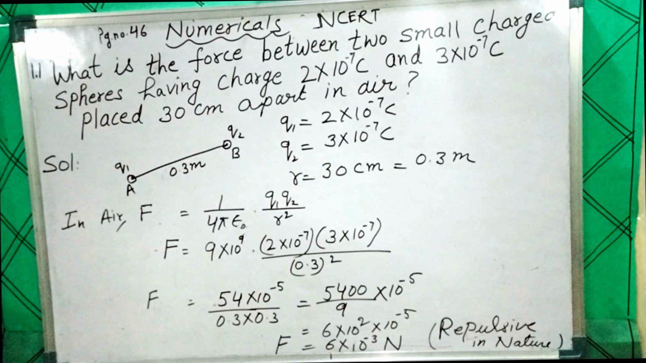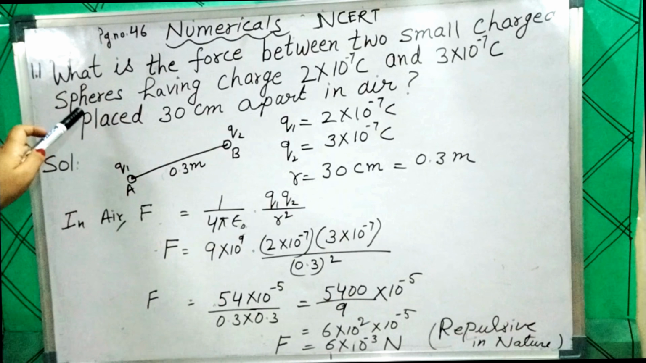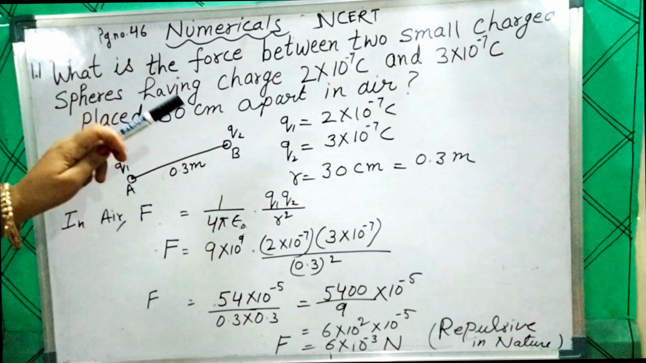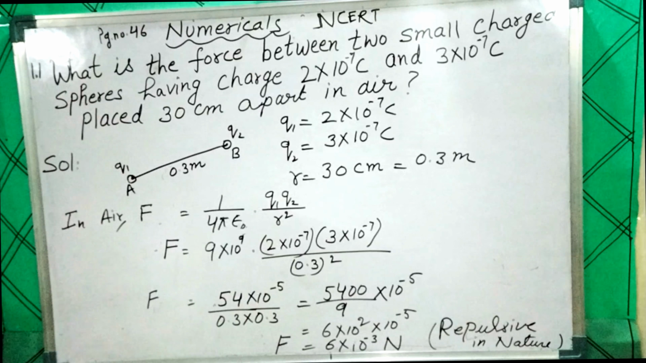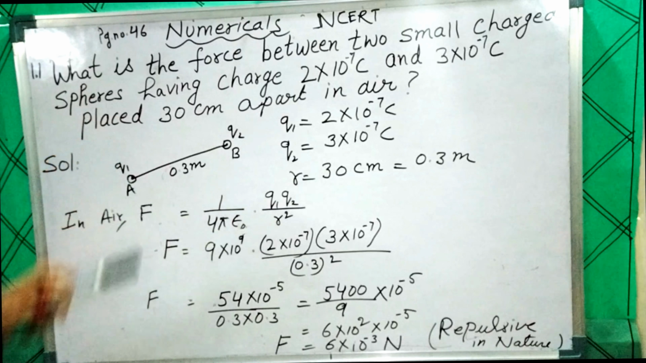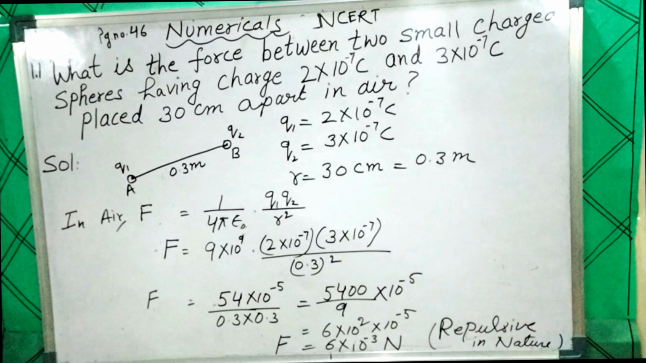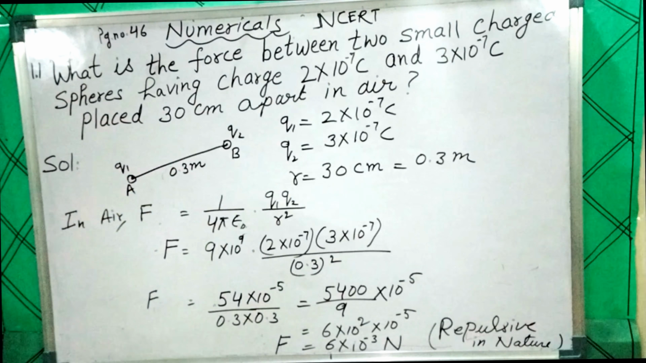In this video, I am going to discuss some numerical problems of class 12th NCERT book lesson 1. The first problem is, what is the force between the two small charged spheres having charge 2 into 10 to the power minus 7 coulomb and 3 into 10 to the power minus 7 coulomb placed 30 centimeter apart in air? So here we have to find the force between the two charged spheres.